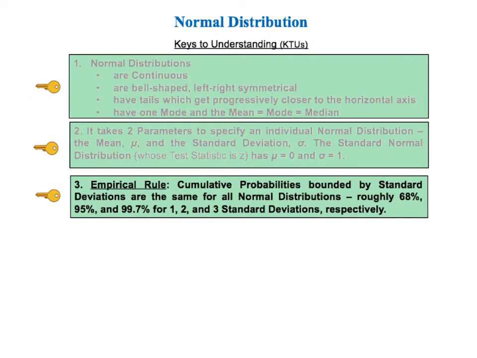Key to understanding number 3 is the empirical rule. It states that cumulative probabilities bounded by standard deviations are the same for all normal distributions, roughly 68%, 95%, and 99.7% for 1, 2, and 3 standard deviations, respectively.